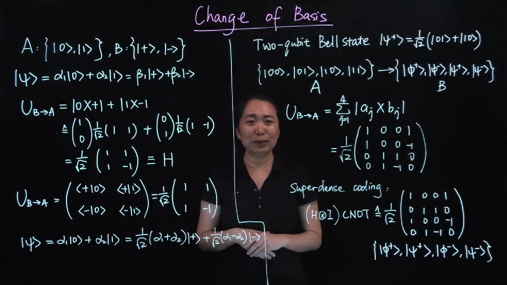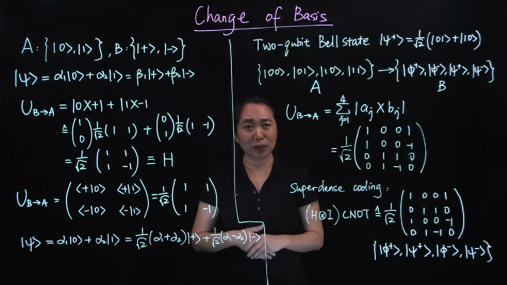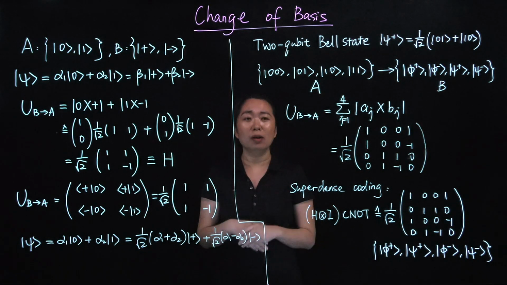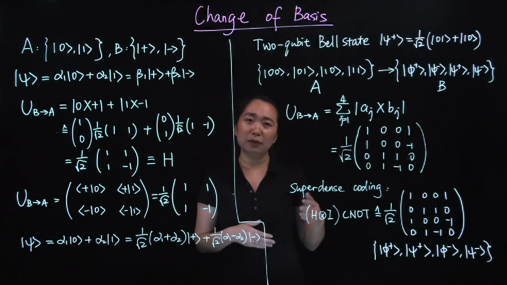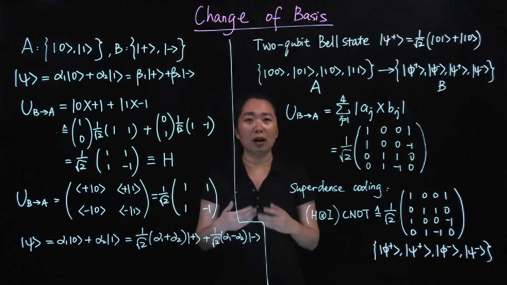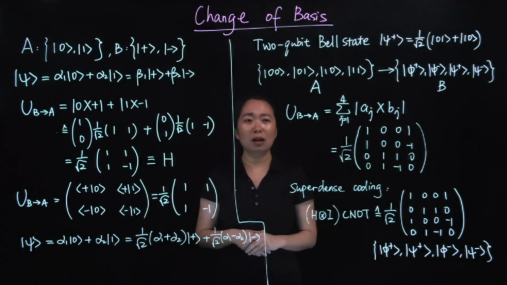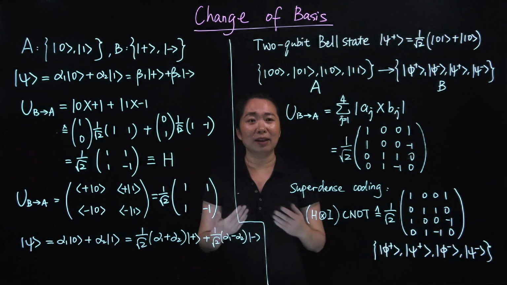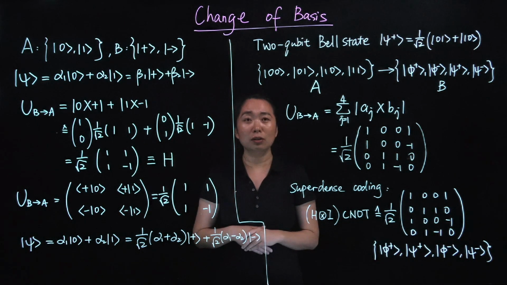In this lecture, we found that states in one basis can be related to states in another basis by a unitary operator. We have also seen that the representations of quantum states in different bases are related by the matrix representations of that unitary operator. In the next lecture, we are going to explore yet another important result of quantum information, the no cloning theorem.